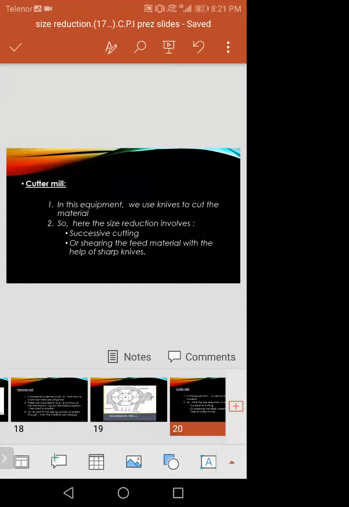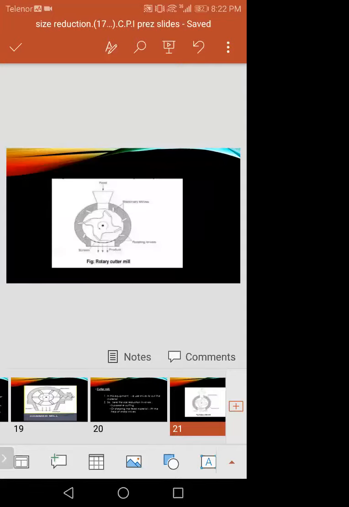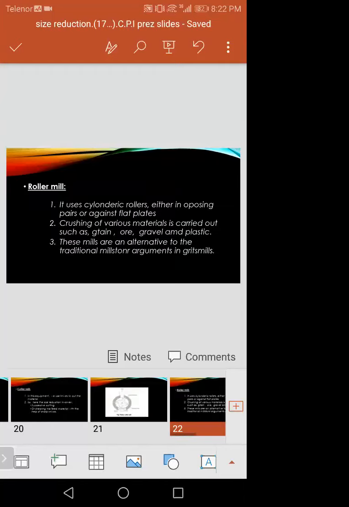Next is the cutter mill. As the name suggests, we cut the material here with the help of knives. Here the size reduction involves successive cutting or shearing of the feed material with the help of sharp knives. As you can see here, we have the knives that are cutting the material, and at last there is the screen that lets the material escape. In this way we can reduce the size of the material so we can easily handle it.